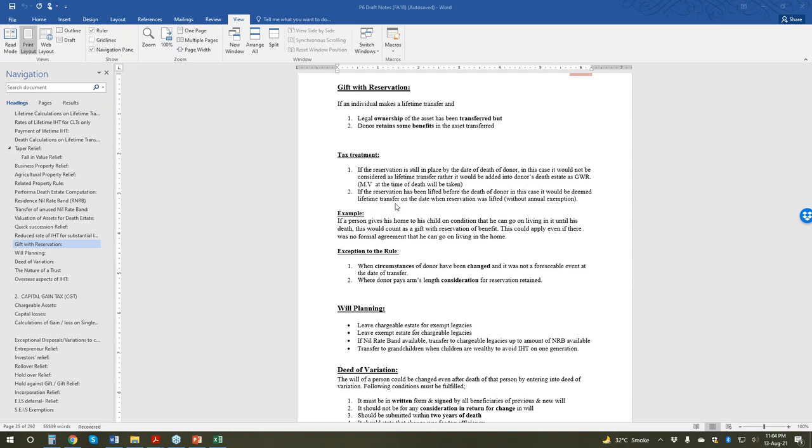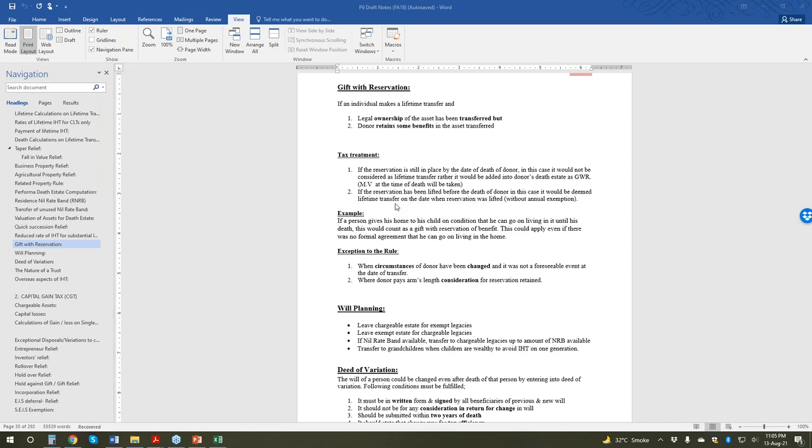Now, in our example, after a certain period of time in her life, the reservation has been lifted. But do remember that it will now be considered a lifetime gift finally, but without annual exemption. That's one thing, so one disadvantage is still there. And the second disadvantage is that it will be considered as if the gift was made on the date on which the reservation was lifted, rather than on the actual date on which it was originally gifted.